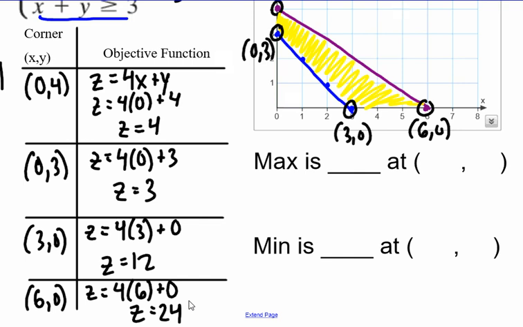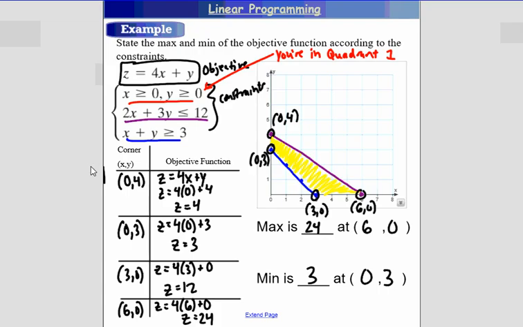And then I go looking for the largest and the smallest. The maximum occurs when z is 24 at the point, or the combination, 6, 0. The minimum is 3 when x is 0 and y is 3. So they will give you situations where they want to know what the biggest and the smallest values actually are.